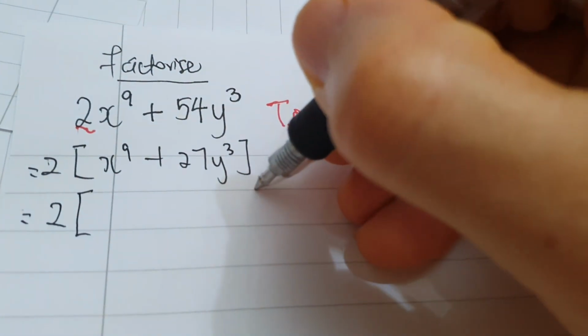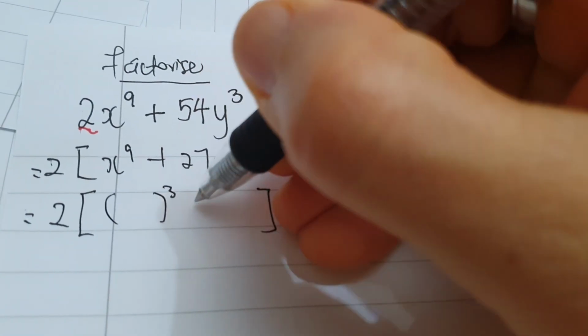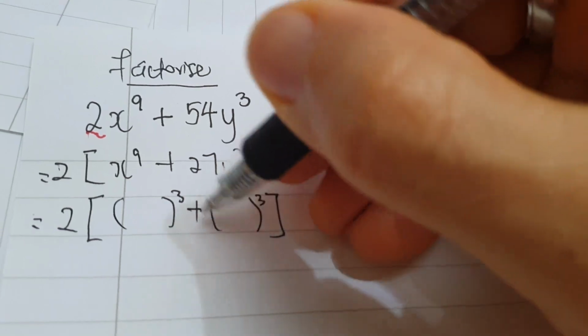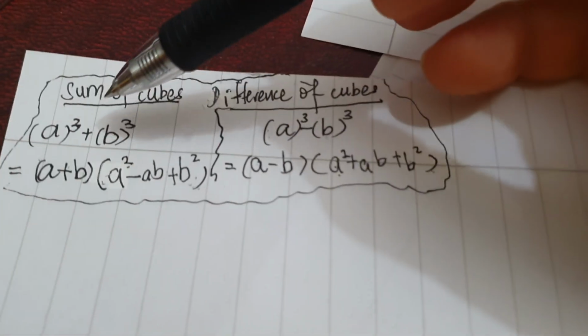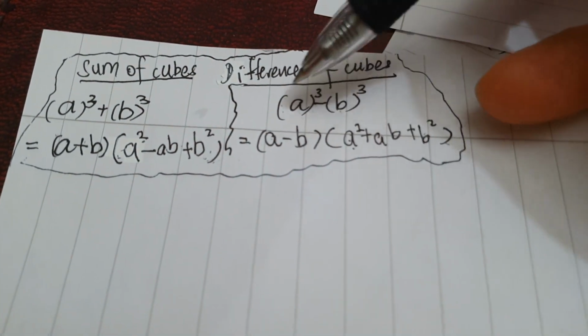Okay, I've not done any difference of cubes yet. I'm just taking out common factor. And after taking out common factor, I find that yes, I can write this as something cube plus something cube. Now when I can do this, then I can apply this here. And later the other one I apply this.